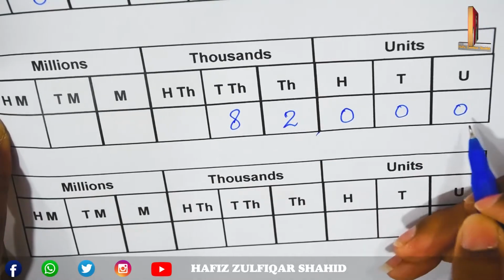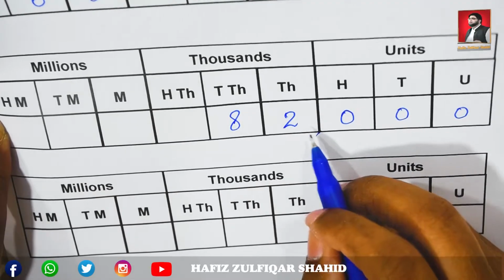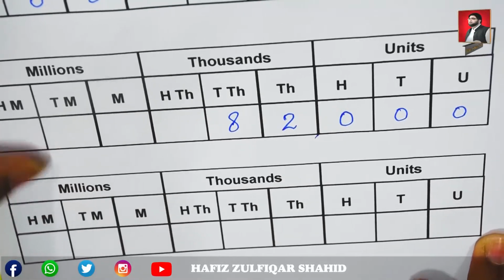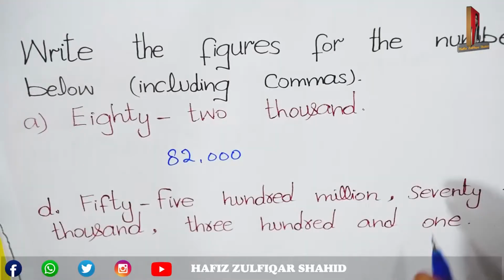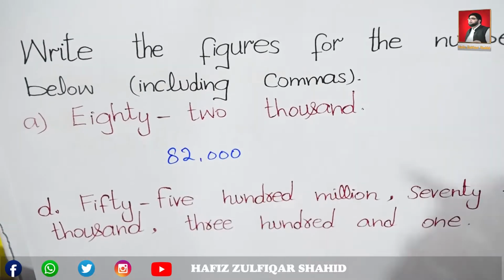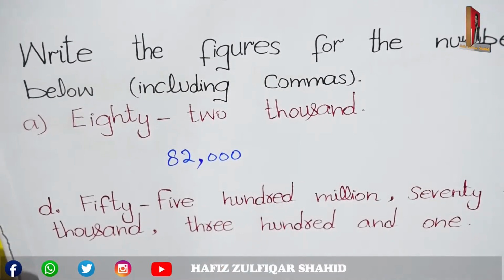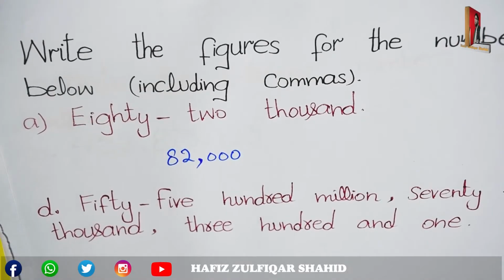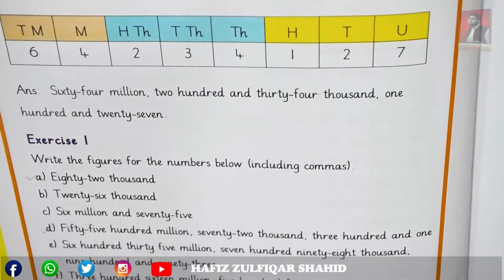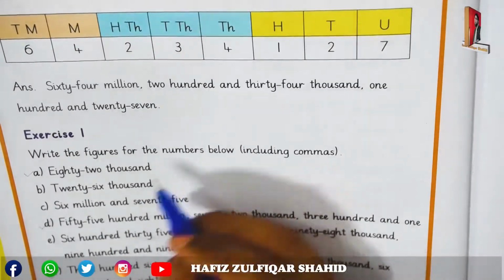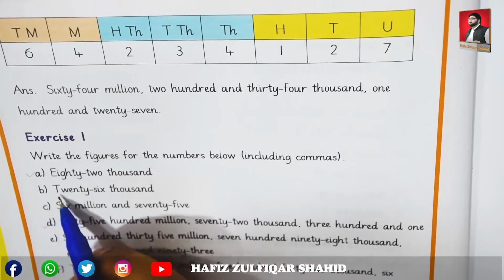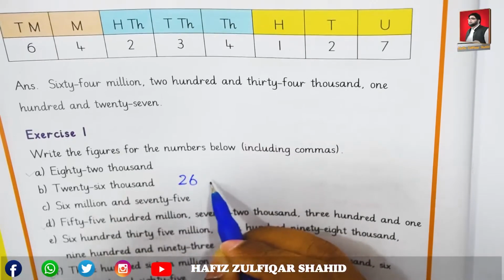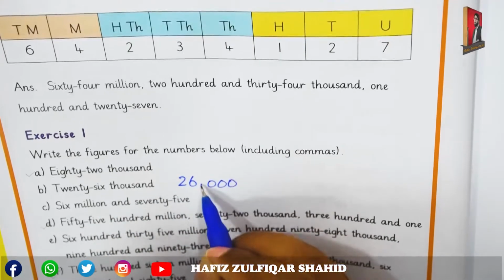Now we know that after 3 digits we have to put a comma. See from the unit side, and after 3 digits put a comma. That's the procedure to solve this exercise. Let's see the next, B, and here we have 26,000. As we know that 26, then fill 1000.